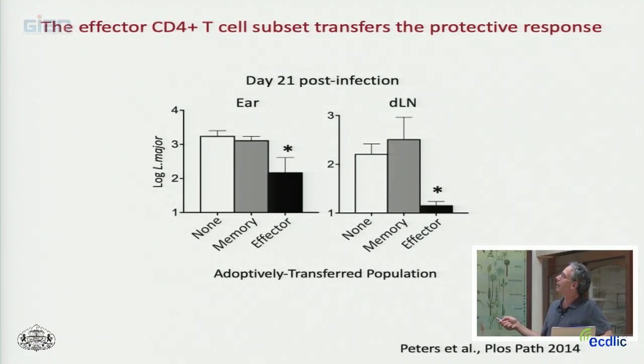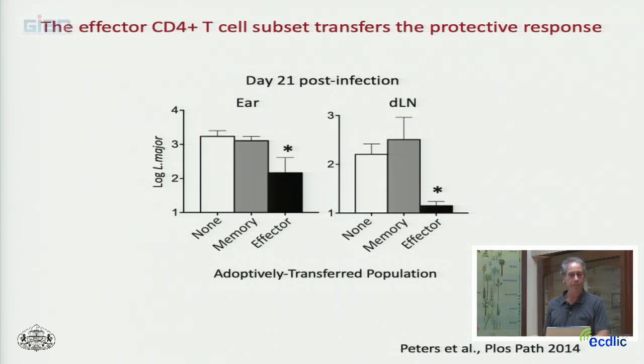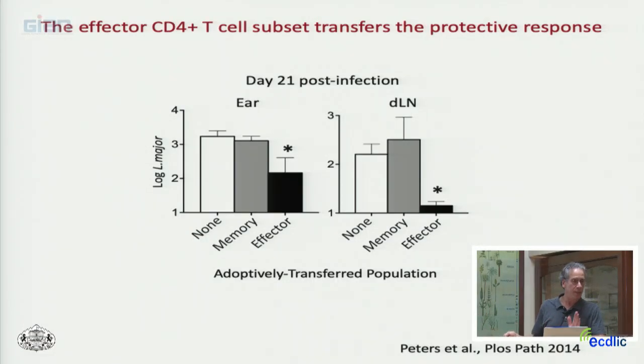So then this is just looking now at protection. This is just looking at the numbers of parasites in the skin 21 days post-infection. The effector population conferred at least some reasonably good protection in the challenge site in the ear. Again, we didn't transfer a lot of cells, so maybe that's why the protection is not so strong as we'd like it to be. But the central memory cells didn't confer any protection at all. If we look in the draining nodes, the protection is better.